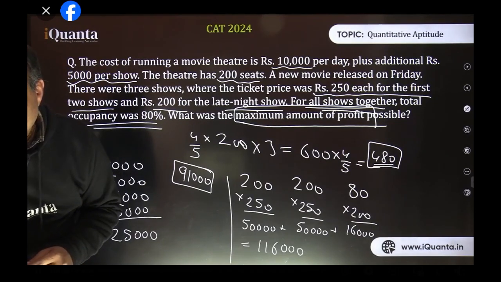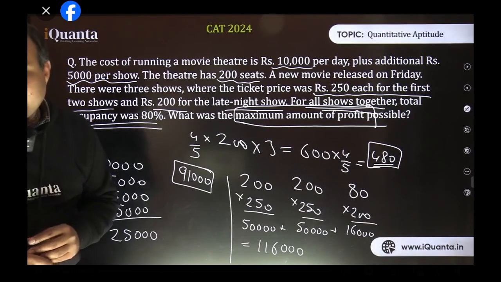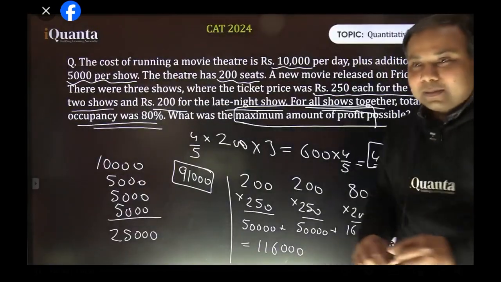Let's move further and reach the next part of the session, that is dishonest seller.